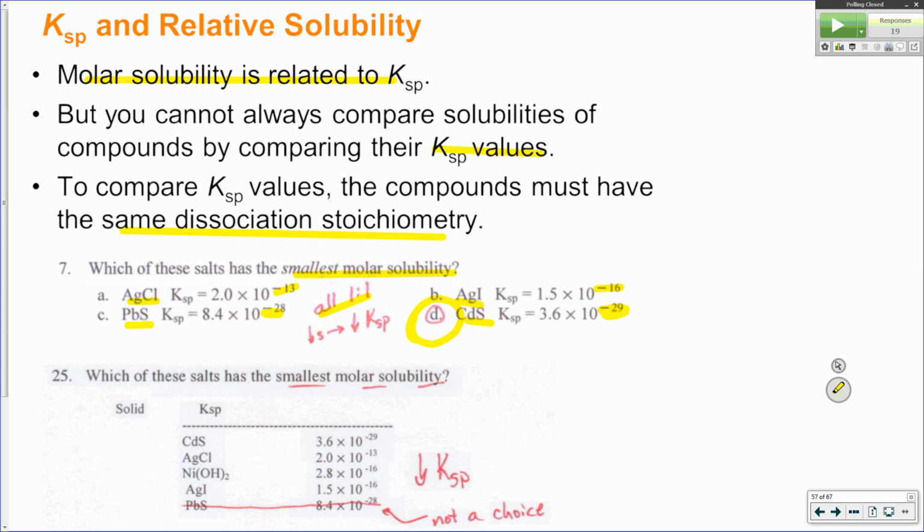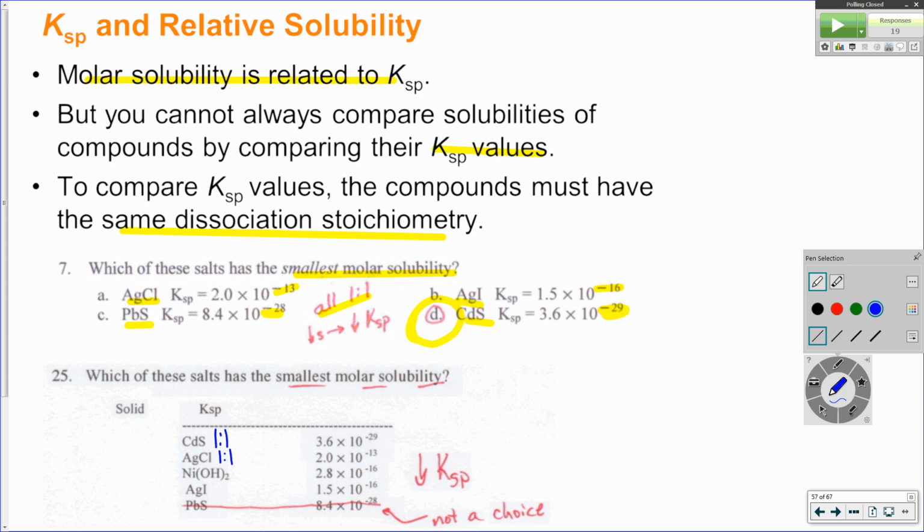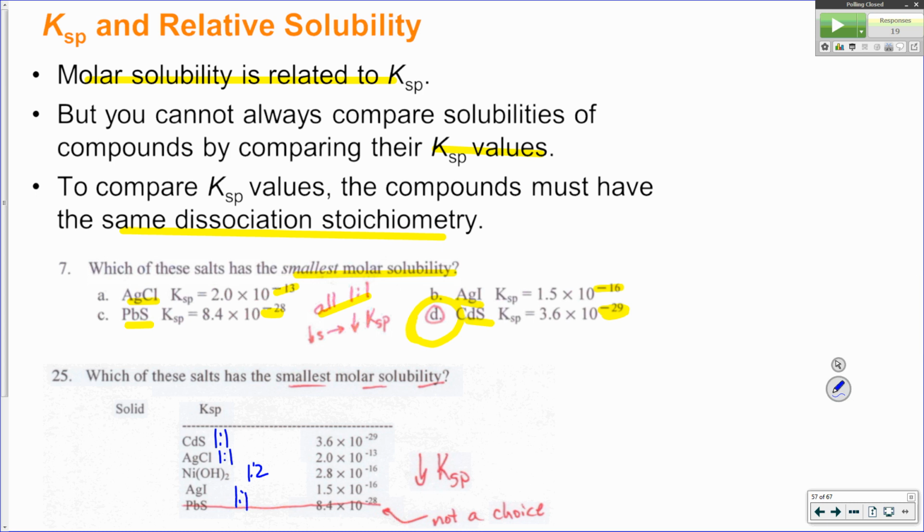Okay? Now the problem below is trickier, because here I ask you which one has the lowest molar solubility, and I give you a list of solids to choose from. But the thing that's different about this one is they don't all dissociate in the same stoichiometry. So this one is 1-to-1. This one's 1-to-1. But this one is a 1-to-2. This one's 1-to-1. So if I look at just the values, the one that's least soluble looks like it's probably, here I'm looking for the smallest. This one's 10 to the minus 29.